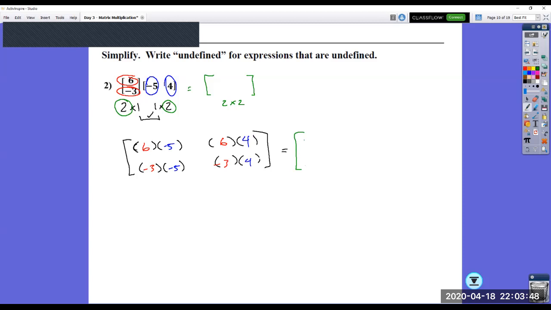6 times negative 5 is negative 30. 6 times 4 is 24. Negative 3 times negative 5 is positive 15. Negative 3 times 4 is negative 12.